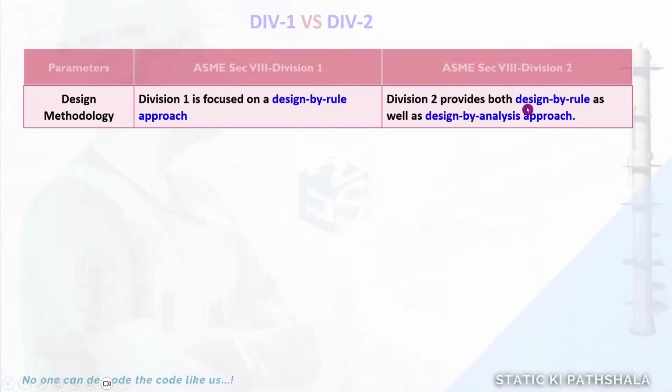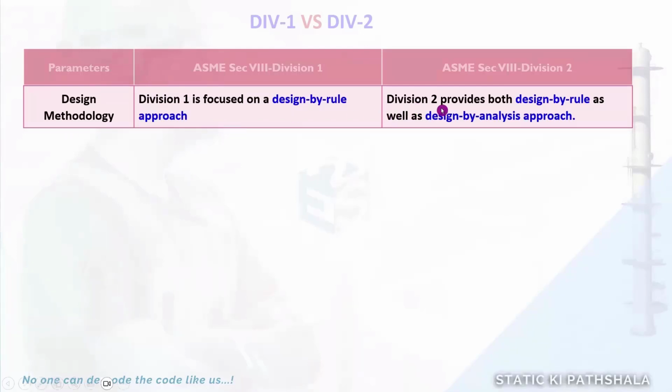Whereas division 2 provides design by rule in a detailed approach. So here there is a simplified approach, here there is a detailed approach. Along with that, there is a design by analysis approach as well. In division 1, we cannot directly use FEA. If the rules are given in division 1, we have to follow the rules. If those are not given, then it falls under U-2(g), and only then do we have to refer to some other methodology, which could be division 2, part 5, which is design by analysis, or some other methods, right?